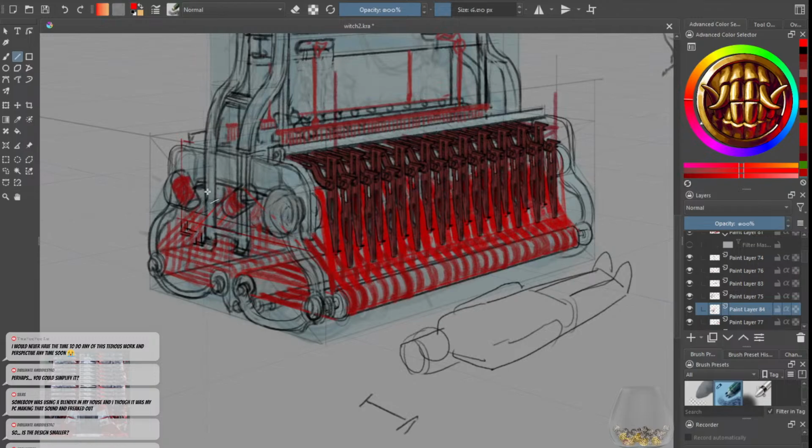Perhaps you could simplify it? What? Simplify it? Who do you think I am? I only make things harder for myself. Make it easier? The fuck are you talking about? So is the design smaller? What do you mean smaller?